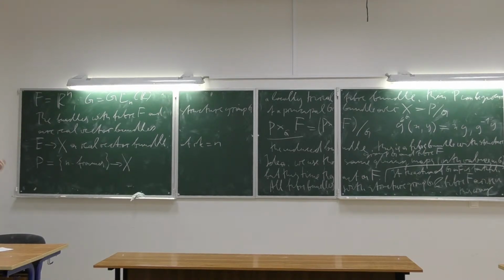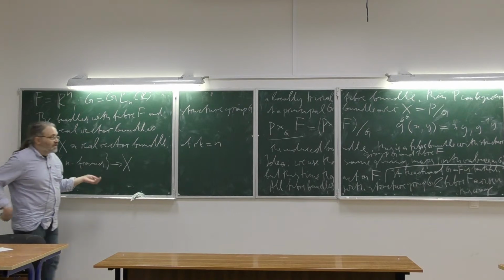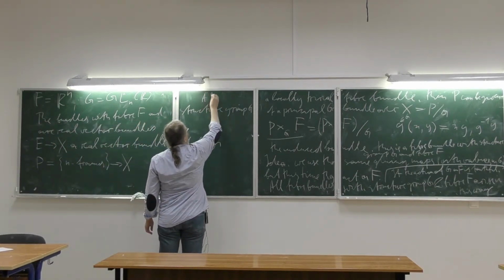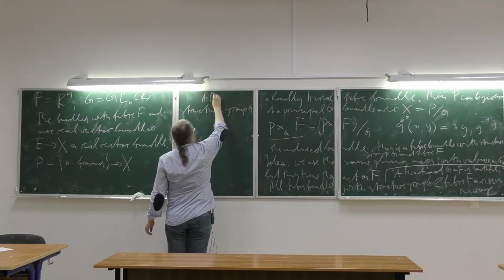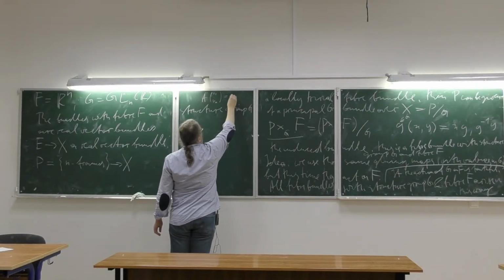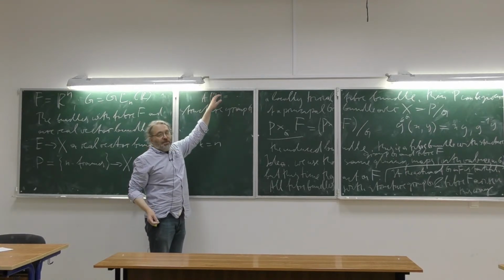If I have a vector space, then I know how to apply an element of GLn of R to any frame. I don't need a preferred frame. This is very important. If I have just any frame, I apply an element of GLn of R, and I obtain another frame. What's the recipe? The recipe is very simple. Suppose I have a matrix, and suppose I have a frame, v1, etc., vn.